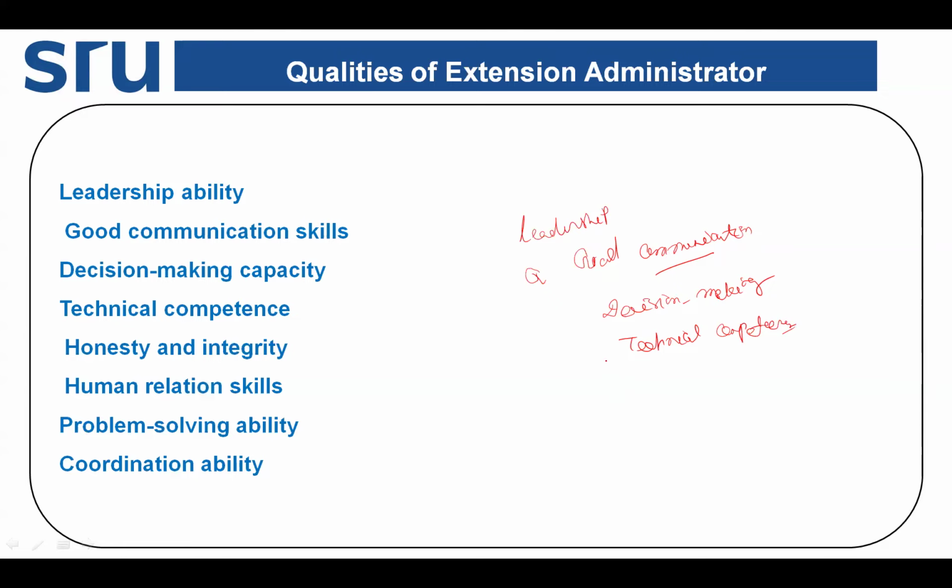He should be honest, and integrity should be maintained throughout the process of the work. He should have human relationship skills and problem solving ability. If any staff is facing any kind of problems, he should come forward to solve them. And he should have better coordination ability: coordination among the various staff, various agencies, various organizations, and among the employees of the organization. That is very much important.